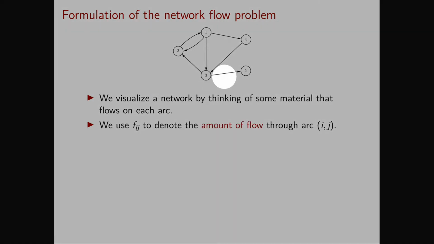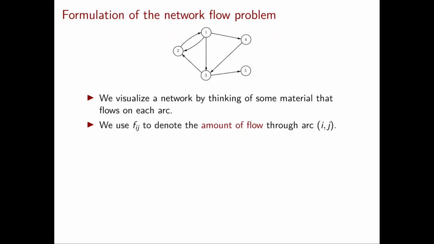Let's start by visualizing our directed graph. In our network flow problem, we think of some material that flows on each arc. The amount of flow through an arc ij will be denoted by F_ij. Essentially, these will be our variables. So while in the previous chapters we used x to denote our variables, in this chapter we're going to use f because it stands for flow.